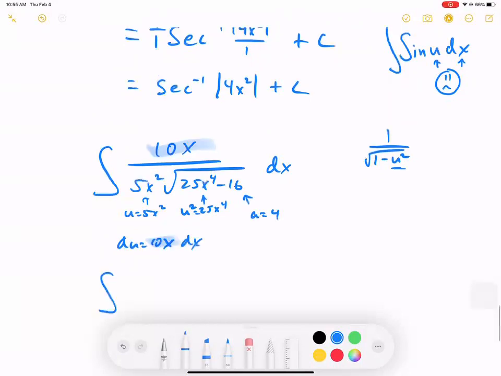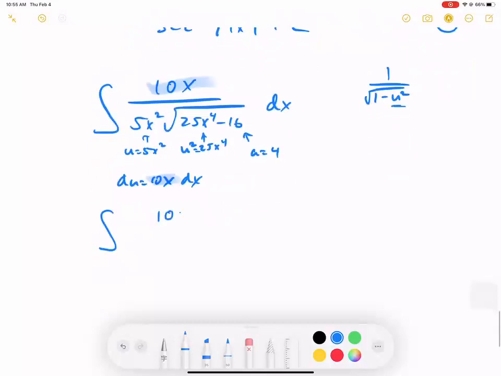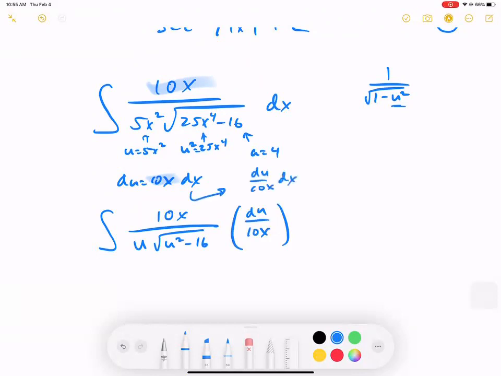We have the integral. I'm going to rewrite everything. 10x over, I will make the 5x squared a u now, square root of u squared minus 16. Okay, I will do that. And then our dx became du over 10x. Is everyone okay with how I wrote that? I'm skipping a step here. This should be du over 10x, just to save time, right? We were going to divide it anyways. 10, 10. And then we have our straight definition now.